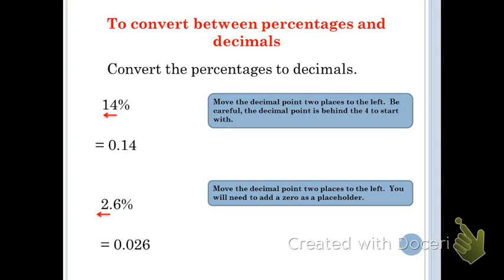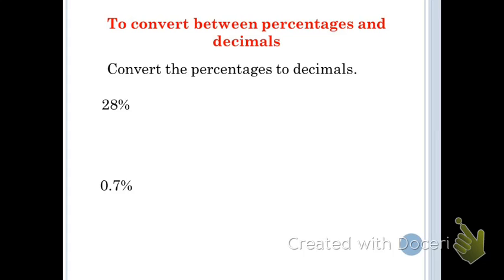Convert the percentages to decimals. 14%. First, we drop the percent sign. We don't see our decimal, but we know it's behind the 4. So now we're going to move the decimal 2 places to the left, and that gives us 0.14. In the next example, 2.6%, drop the percentage sign. Now move the decimal 2 places to the left. Notice we have a spot where we need to place a 0. So that equals 0.026.